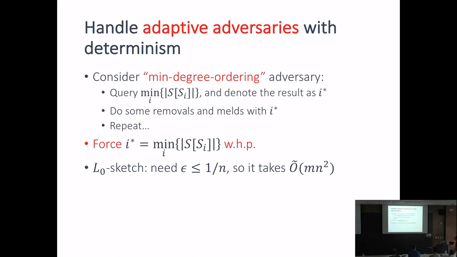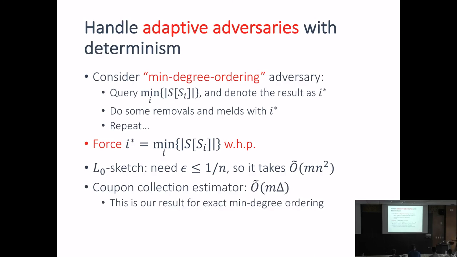So in this case, in order to guarantee a high probability result, we need this error epsilon to be very, very small, say less than 1 over n. So in that case, the L0 sketch would take time m times n squared. So that's pretty bad. That's the same result people were giving in the past.